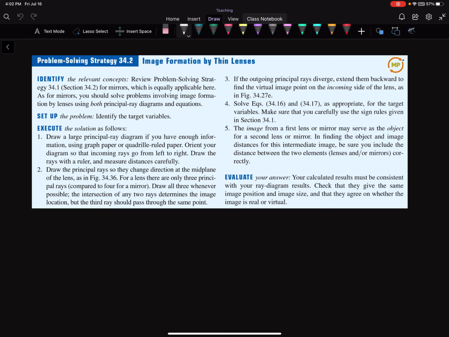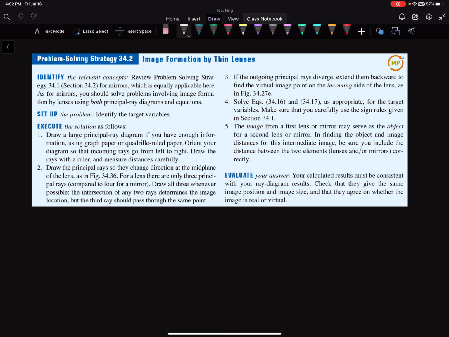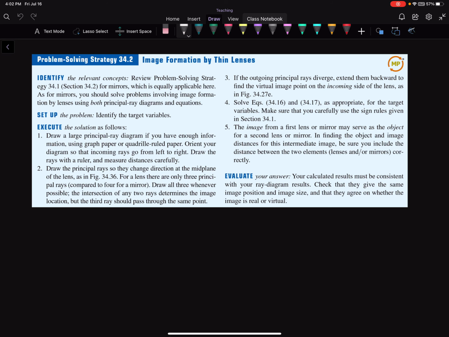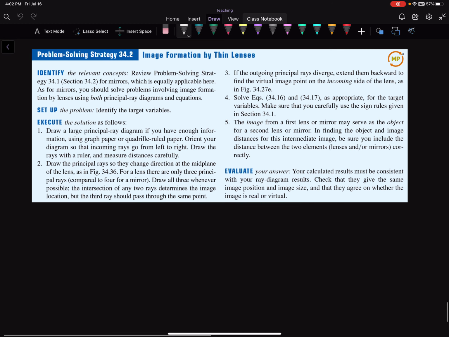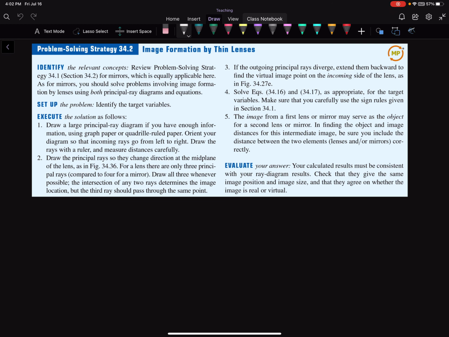And then you're going to solve the equations. The equations they reference are just the image, object, and radius of curvature relations: the thin lens equation, in other words, and the magnification and all the other equations we've come to, depending on the case, right? And you're going to solve them for the target variables. The image from the first lens or mirror may serve as the object for a second lens or mirror. We kind of saw something like that when we derived the lens maker equation.